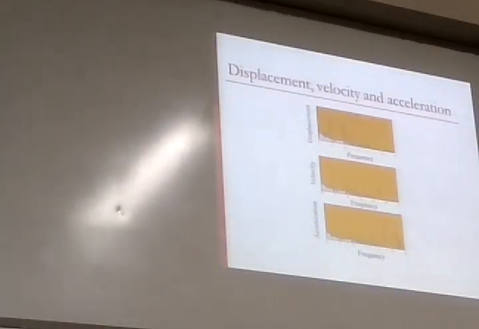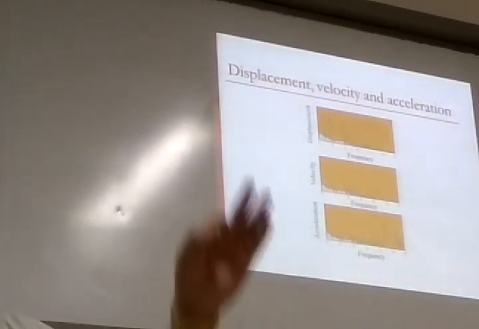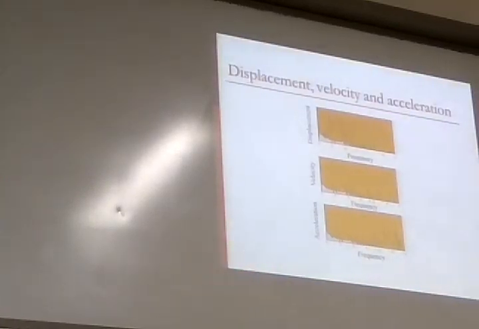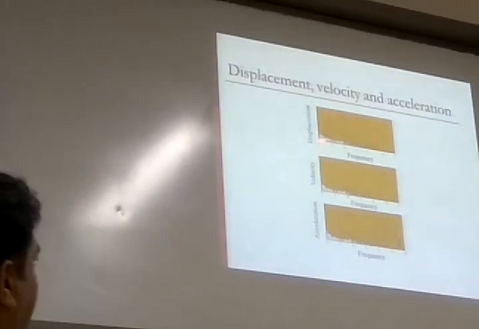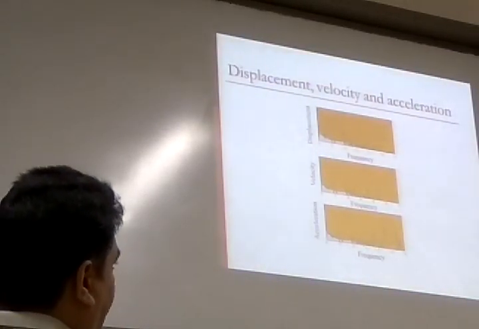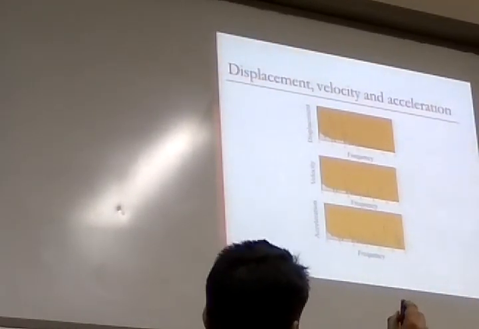This is the velocity, and this is the acceleration. You should know, normally, the x-axis will be time and y-axis will be amplitude when we plot the signal. But here I have plotted the frequency. X-axis is frequency, y-axis is displacement. X-axis is frequency, y-axis is velocity. Frequency, okay.